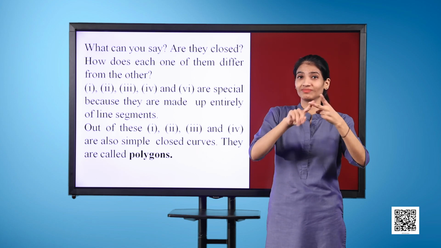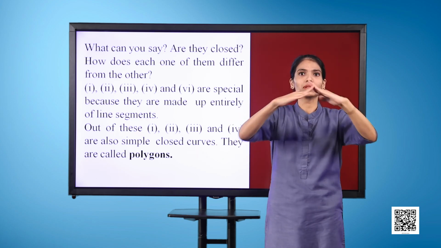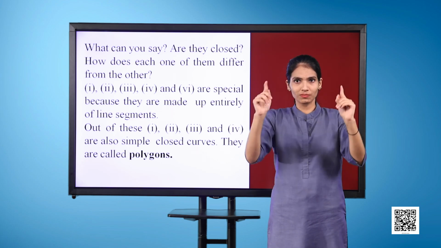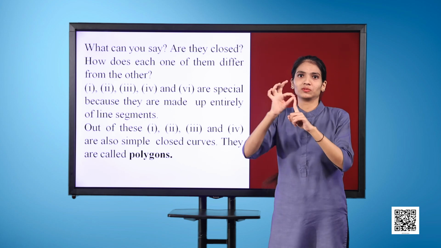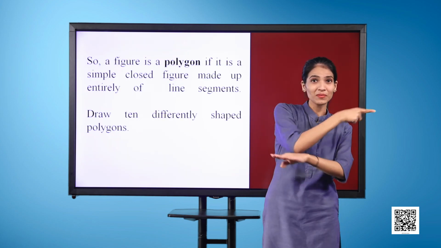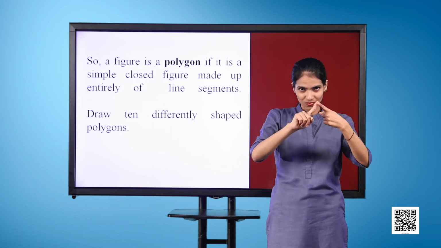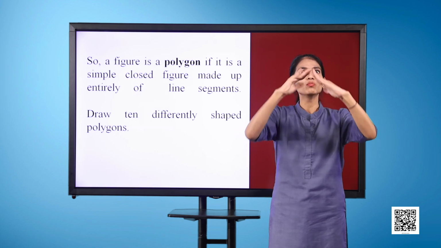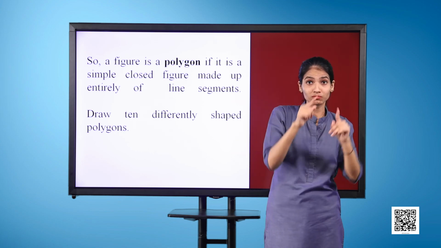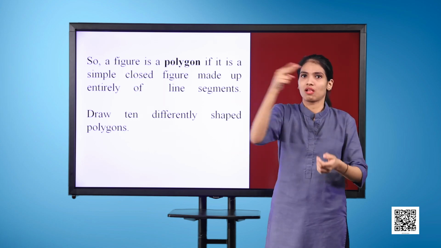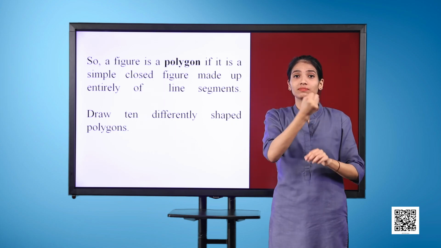They are called polygons. So, a figure is a polygon if it is a simple closed figure made up entirely of line segments. Draw 10 differently shaped polygons.